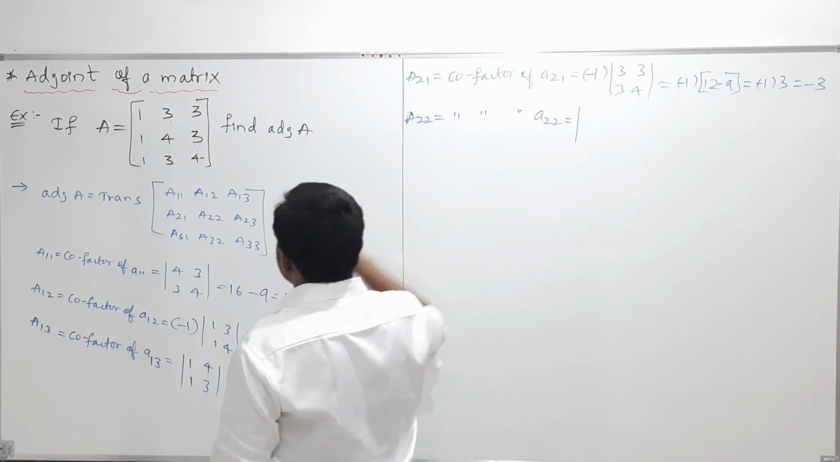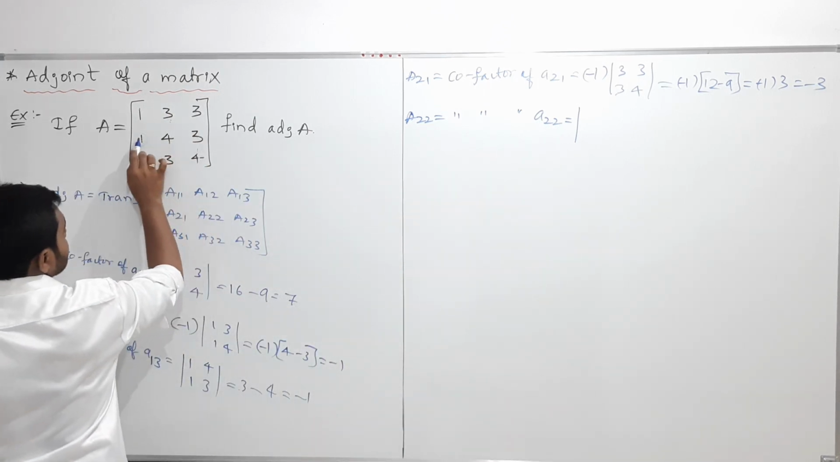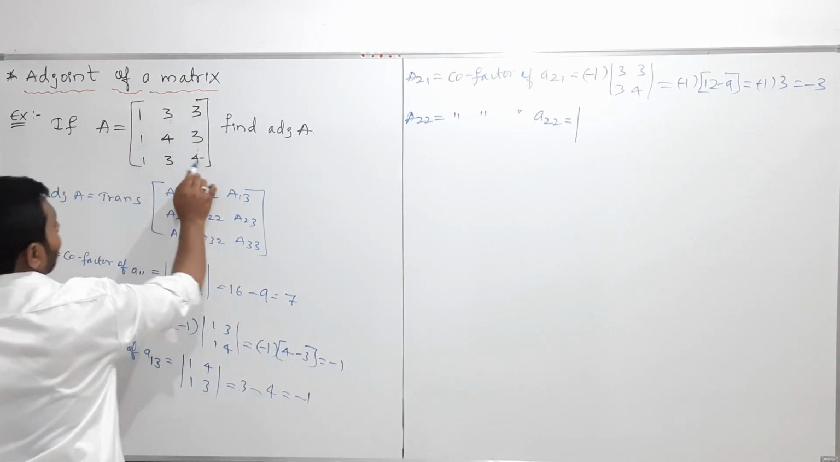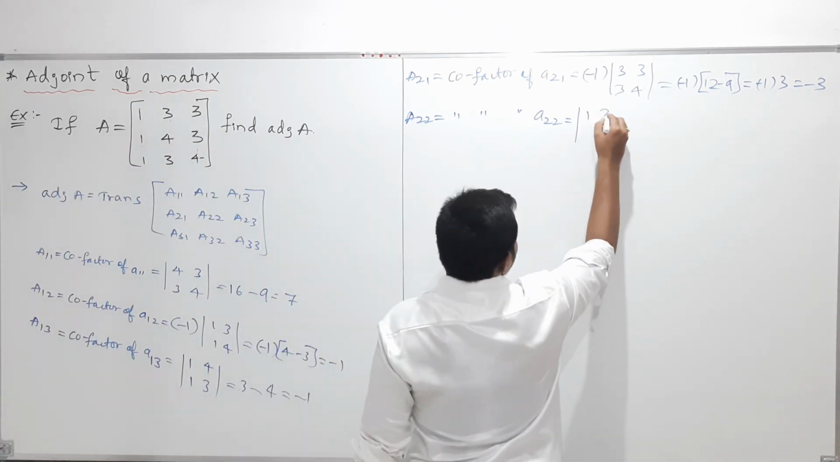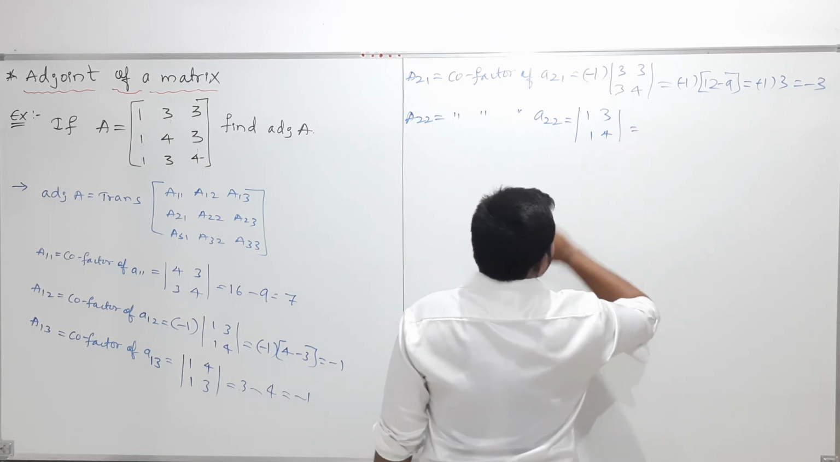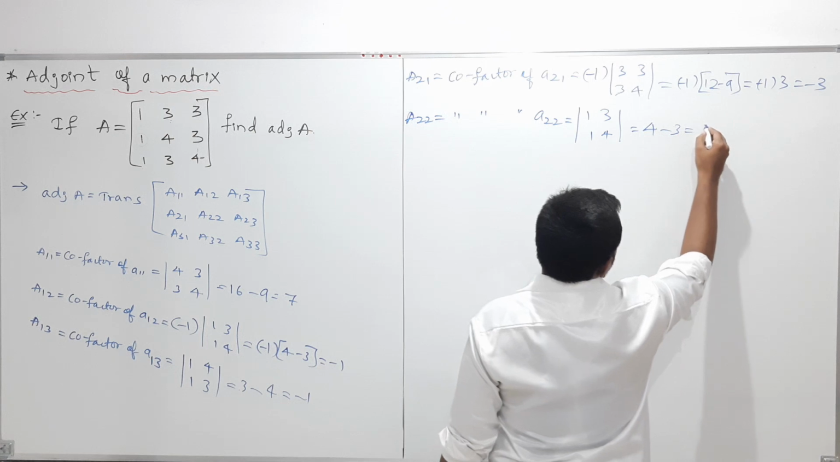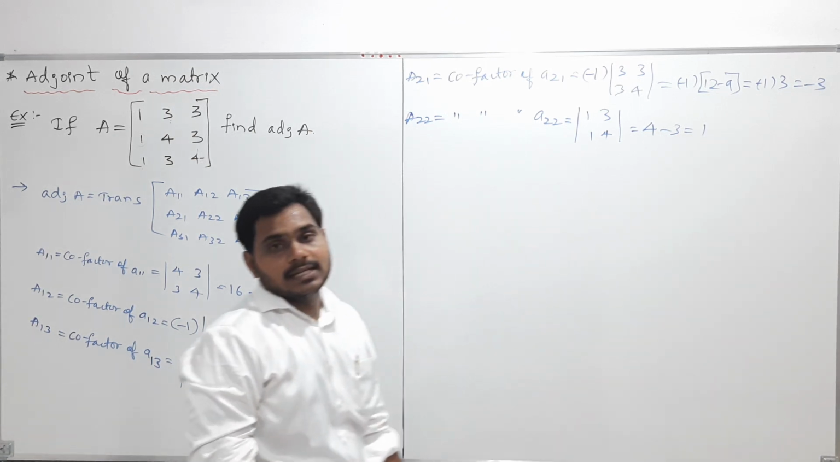So A22. Next, find out the minor of A22. The minor of A22 means delete this row and this column. Remaining elements: 1, 3, 1, 4. This is equal to 4 into 1 is 4, minus 3 into 1 is 3. So how much is it? 4 minus 3 is 1.